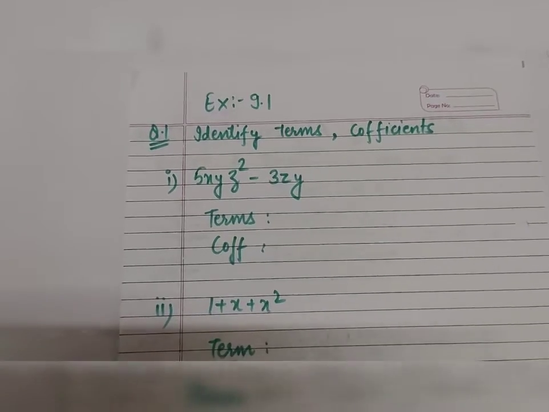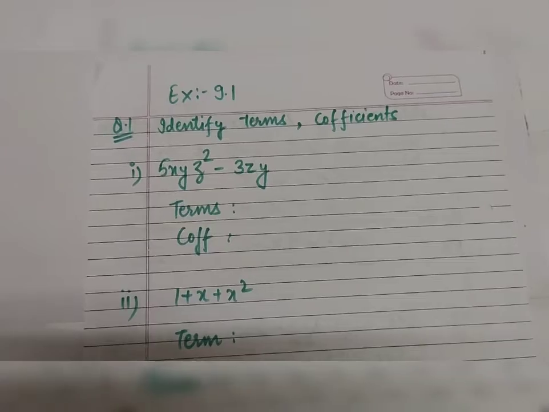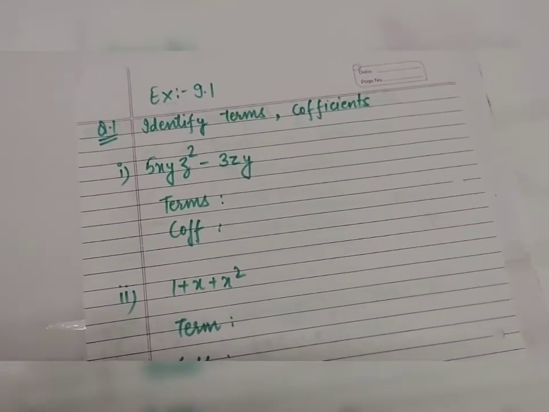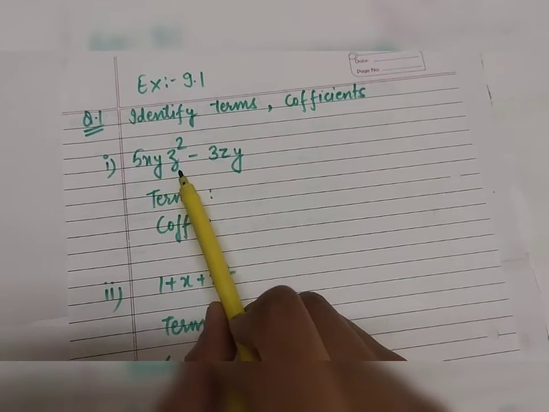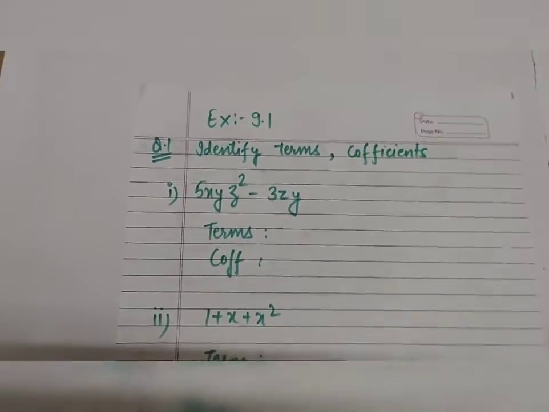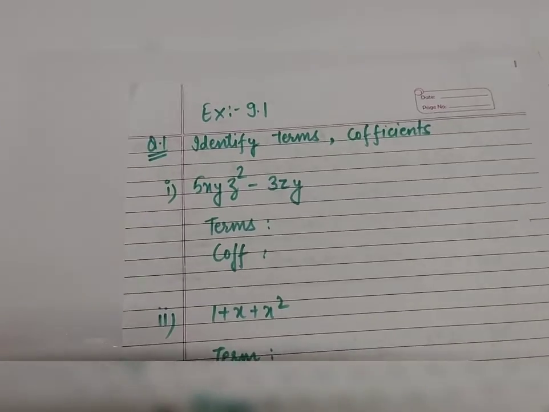Okay, so we are taking exercise 9.1 from the NCERT. The first question is: identify the terms and their coefficients for each of the following expressions. The first question is 5xyz square minus 3zx. In this question we have to identify what the terms are and what the coefficients are.